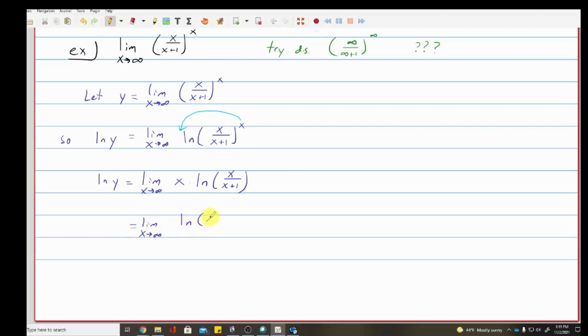So we have natural log of x over x plus 1 all over x to the negative 1 power. Now I have a fraction. So now let's try direct substitution and see what happens. When I try direct substitution, we have natural log of x over x plus 1, and we're plugging in, so we have an infinity. This is, again, problematic because I don't know what's going on with the inside. I have an infinity over infinity.